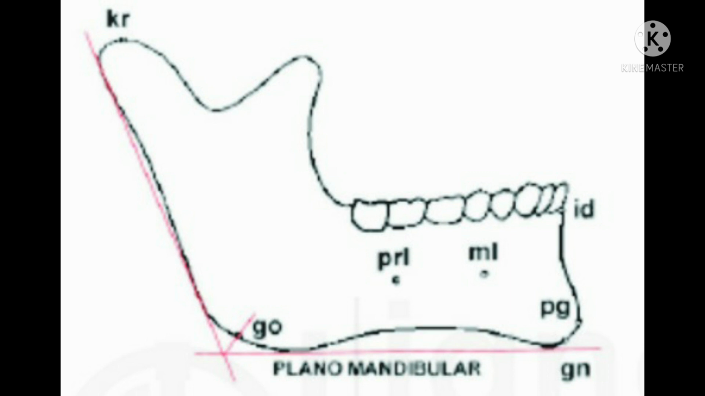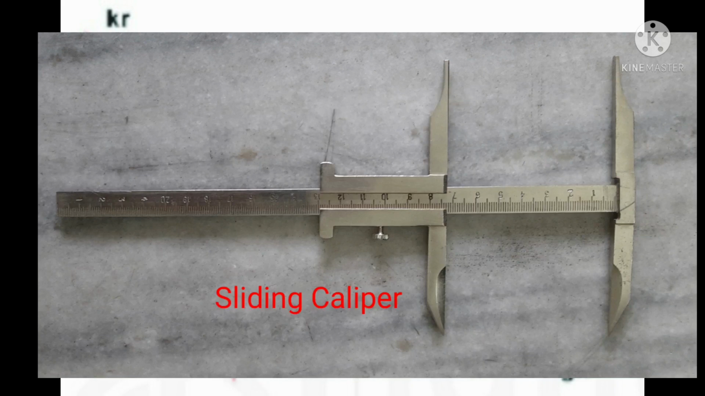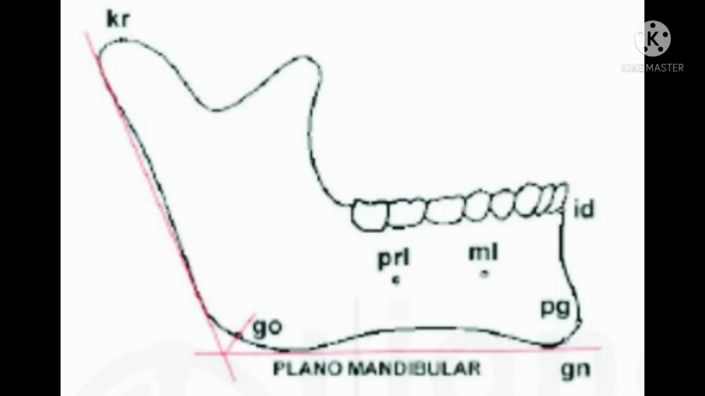For taking this particular measurement, the sliding caliper is used. Before taking the measurement, first we have to place the fixed end of the crossbar on the top of the condyle, then adjust the movable crossbar on the gonion, and in that way we are able to read the measurement.